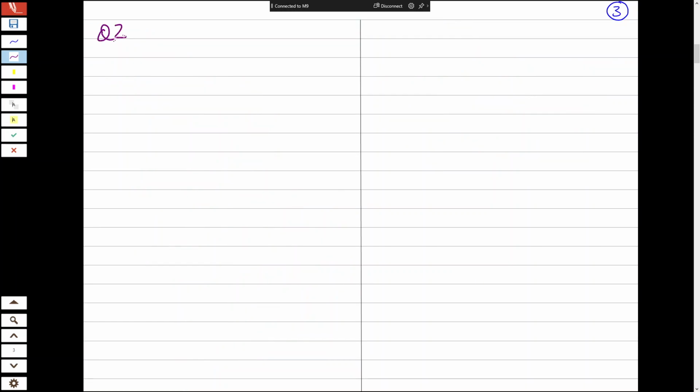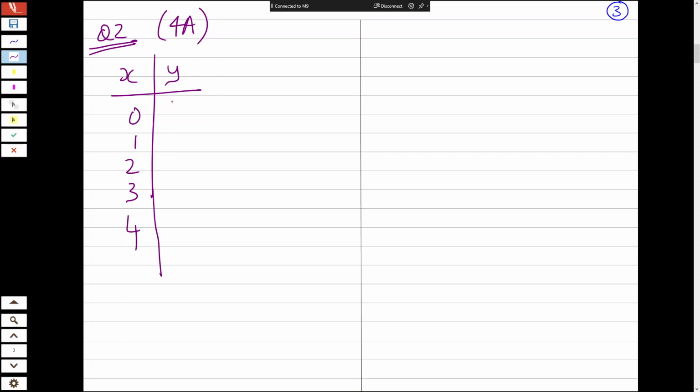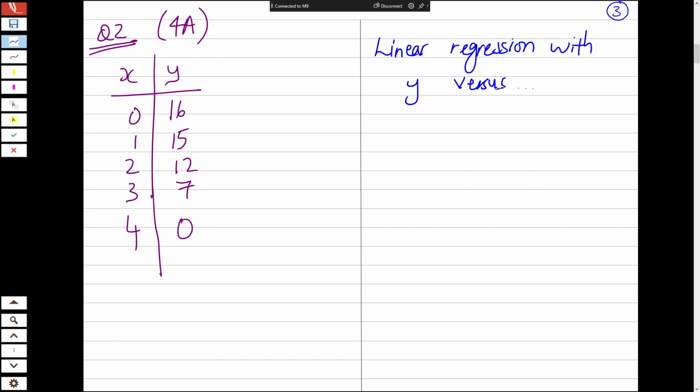Okay, so we've just done question 2 from exercise 4A. And here you were given just a few data points. Okay, so when we did linear regression with y versus x squared, so please note x squared, not x, what values of a and b did we obtain?